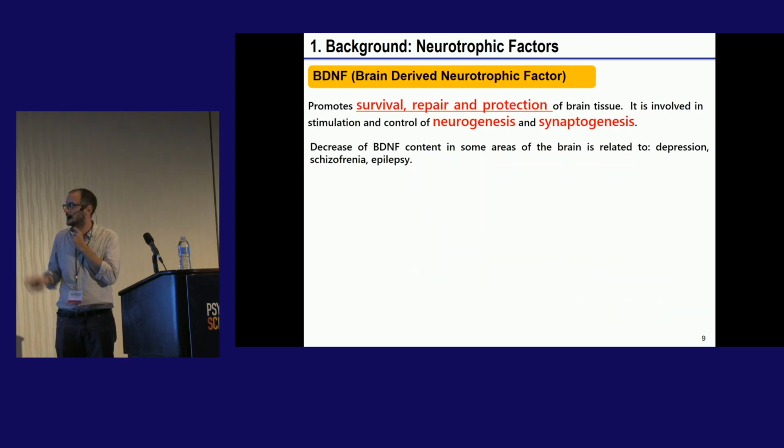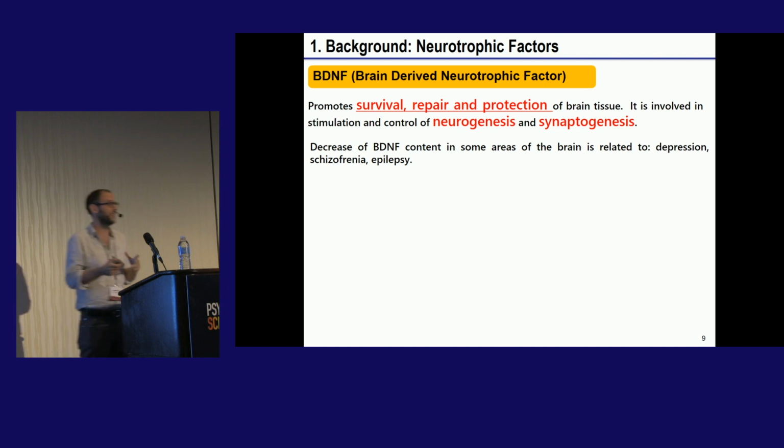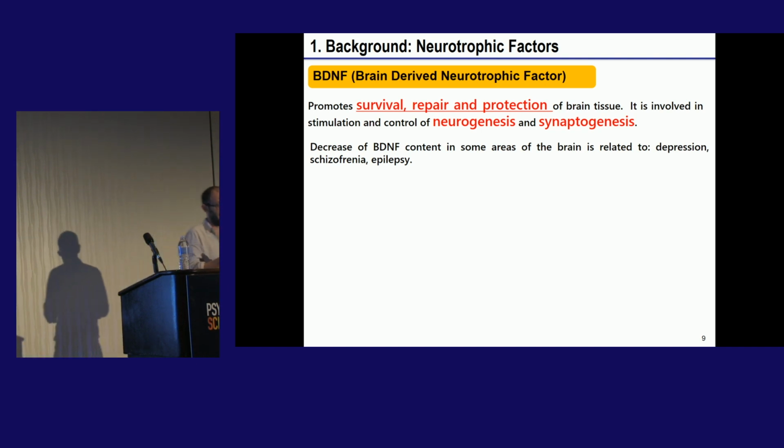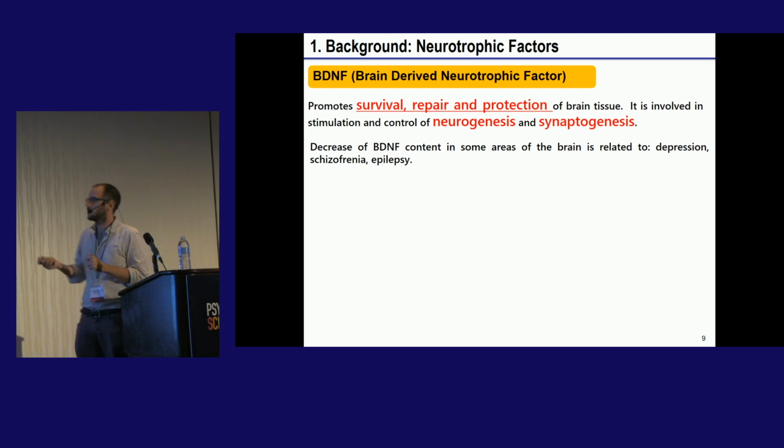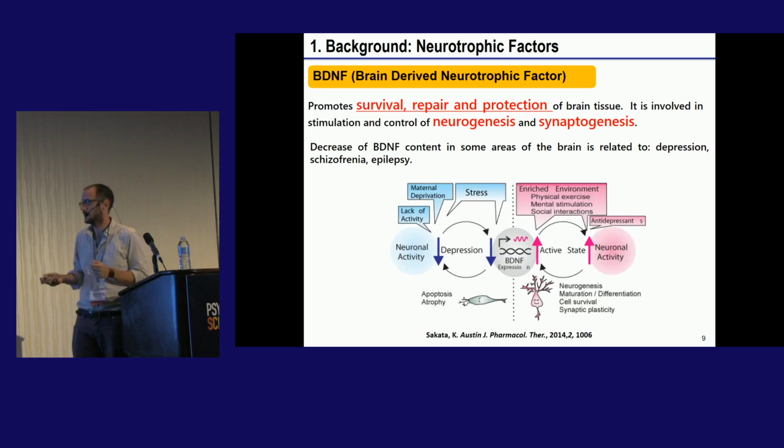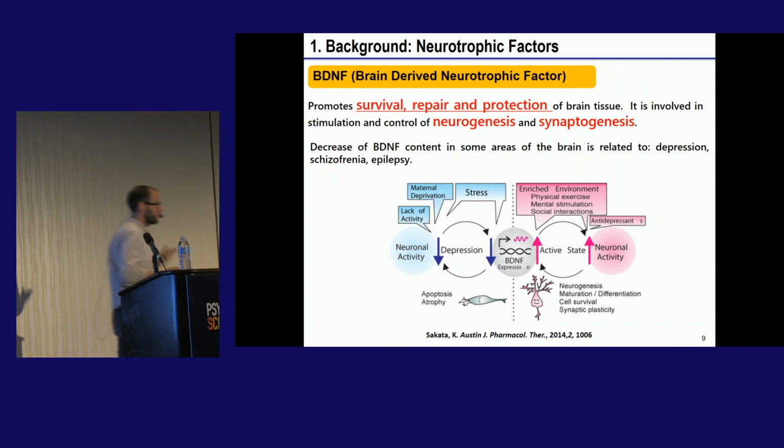What about BDNF? BDNF is another protein, another neurotrophic factor, that is not as specific as GDNF. It is not so specific for dopaminergic neurons. It is more widely found in the brain, and it is known to be involved in the stimulation of neurogenesis and synaptogenesis. A decrease of BDNF content in some areas of the brain has been related to depression, schizophrenia, and epilepsy. Especially, there is a lot of data that links BDNF to depression.